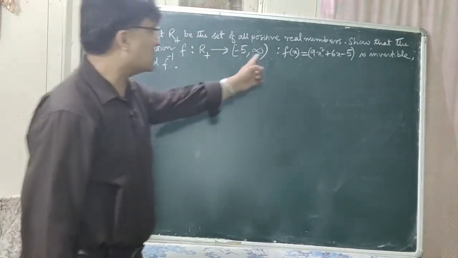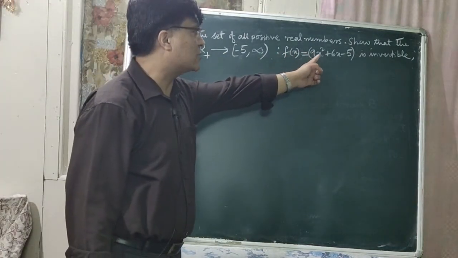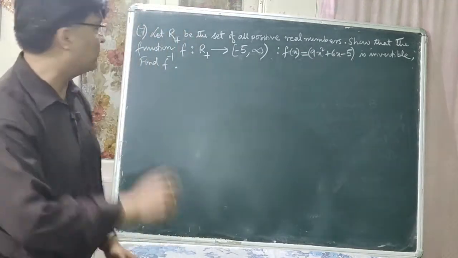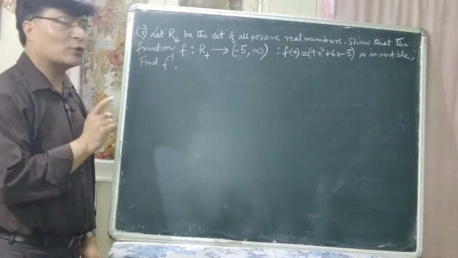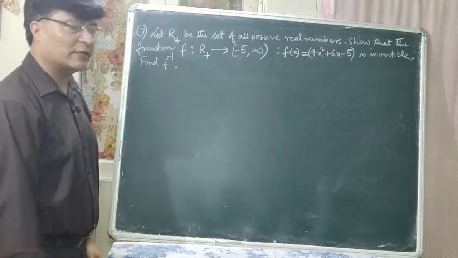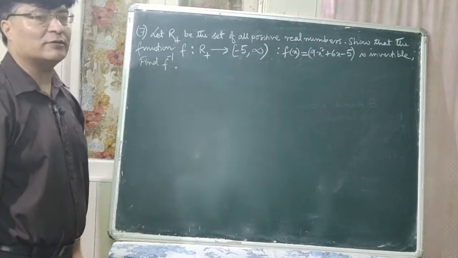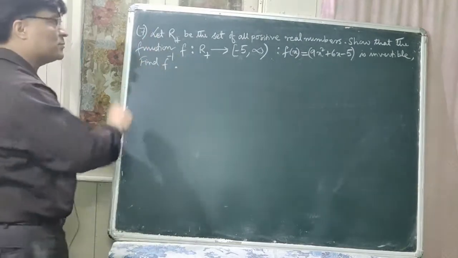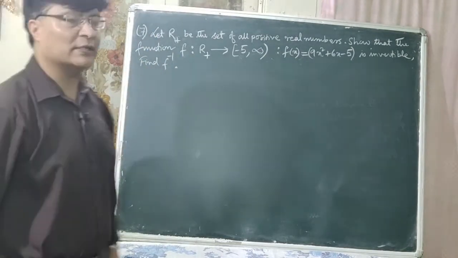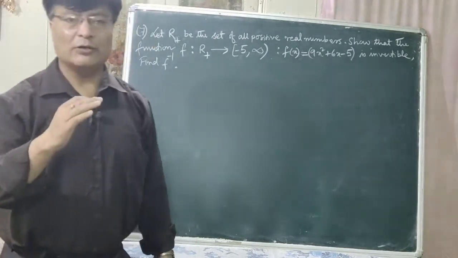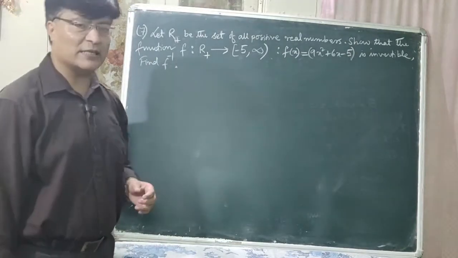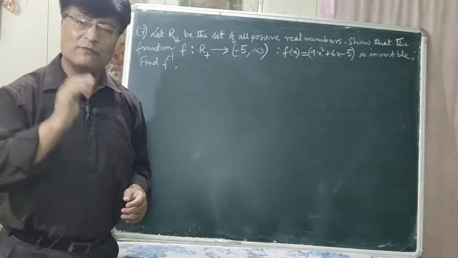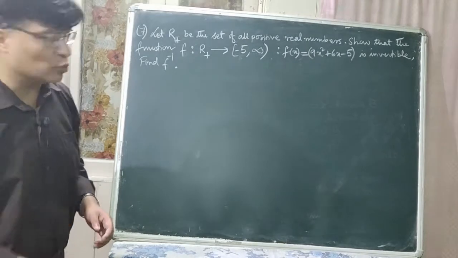Such that f of x is equal to 9x squared plus 6x minus 5 is invertible. You have to show that this function f of x is invertible, and hence you have to find out f inverse. Okay, so here given is, let us prove that this function f of x is invertible. In order to prove that this f of x is invertible, you have to show that this function is 1-1 onto.